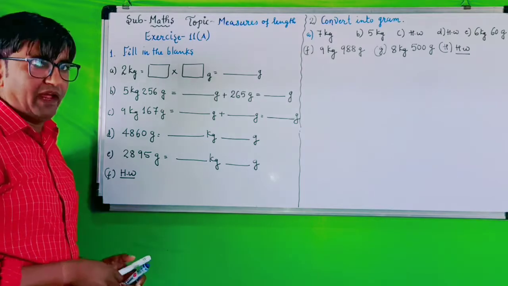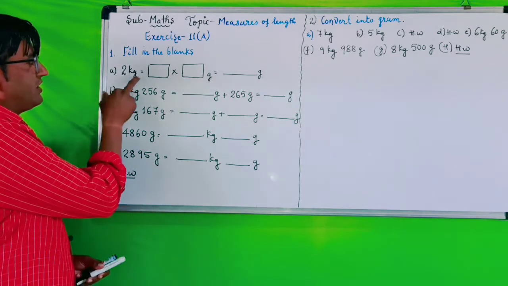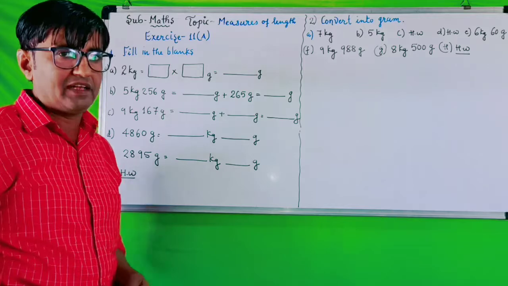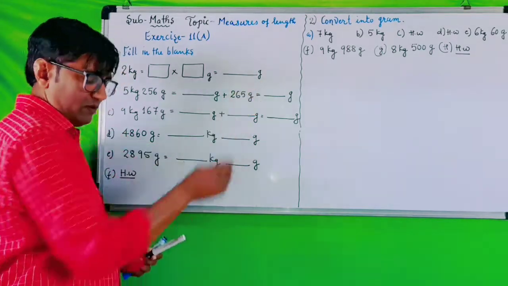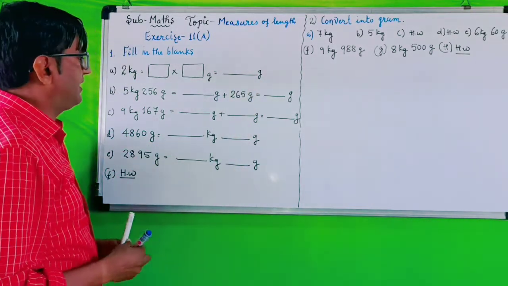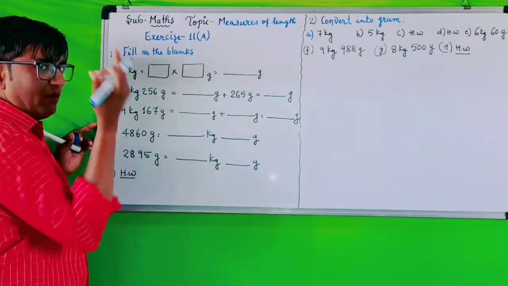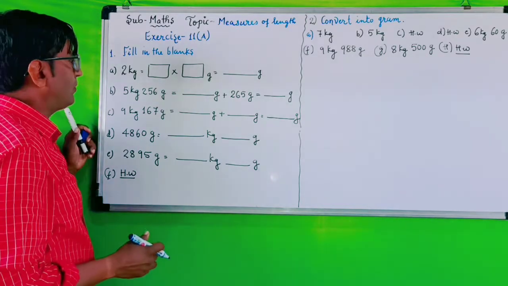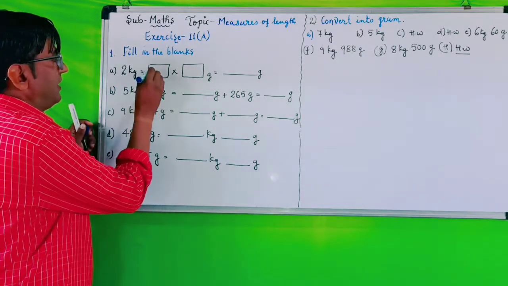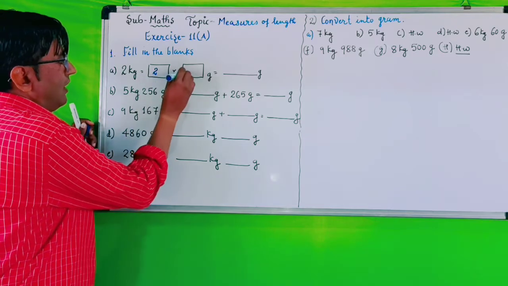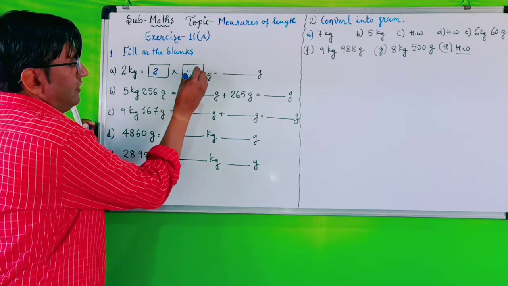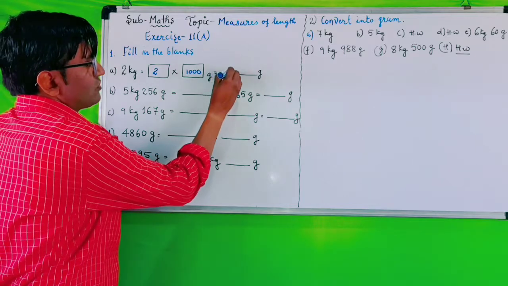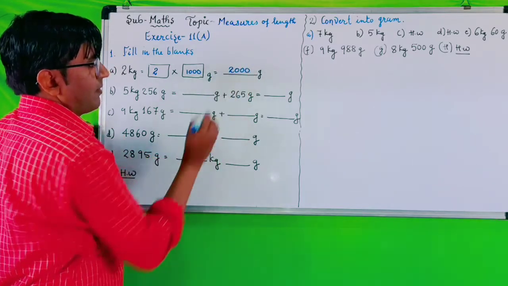First one, fill in the blanks. 2 kg equal to dash into dash gram equal to dash gram. So what will be the expected answer? We have already learned that whenever we have to convert kg into gram, we have to multiply by 1000. So I will write here 2, I will write here 1000. Gram is already there. So 2 into 1000 means 2000.